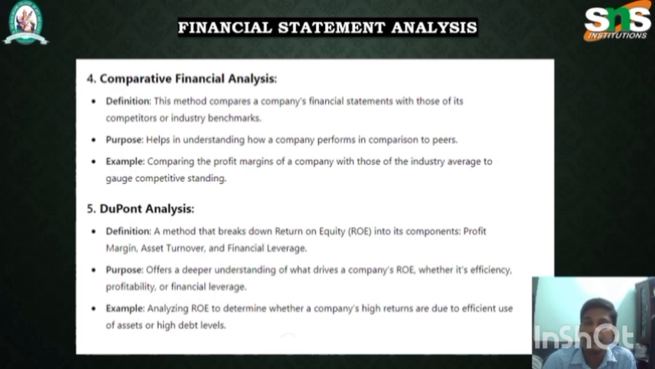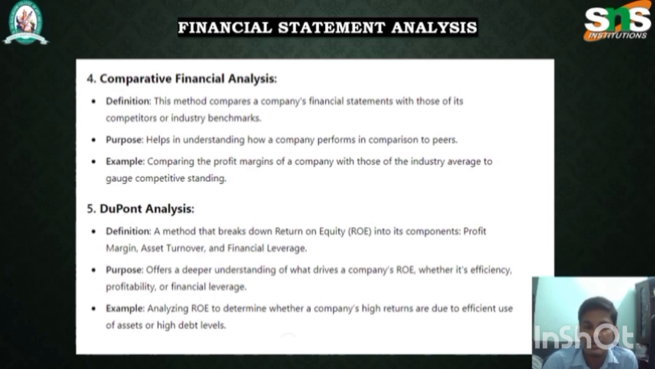It is a method that breaks down return on equity into its components. Generally, when we interpret return on equity, if it is increasing, it shows an increasing trend, which is good for the company. But in a DuPont analysis, we analyze which factor is influencing the ROE to move. Say for example, if the return on equity is increasing over the period, we want to analyze which factor causes return on equity to increase or decrease.